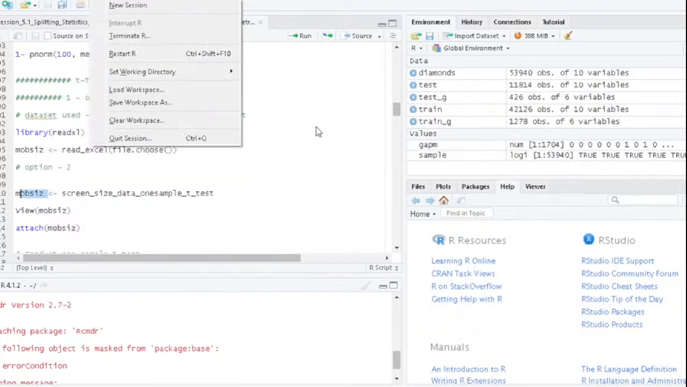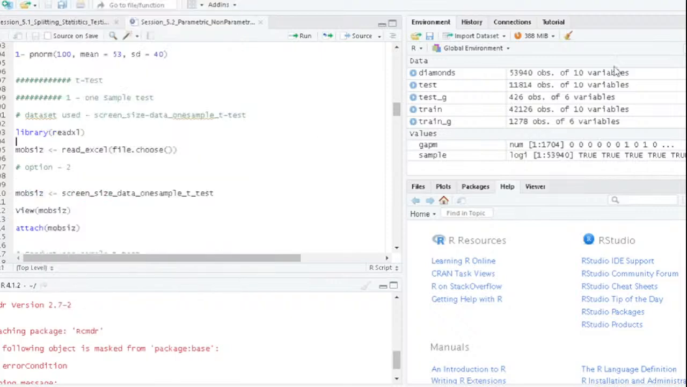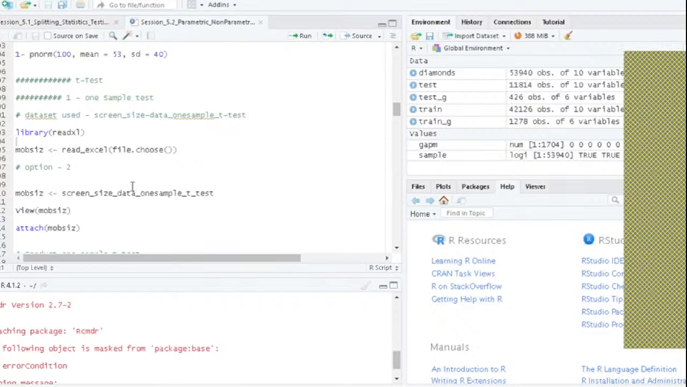Are you able to read my screen? Yes? Okay, fine. Line number 110, assign the name to this file, mob size. Once you do it, just type M in the chat window.